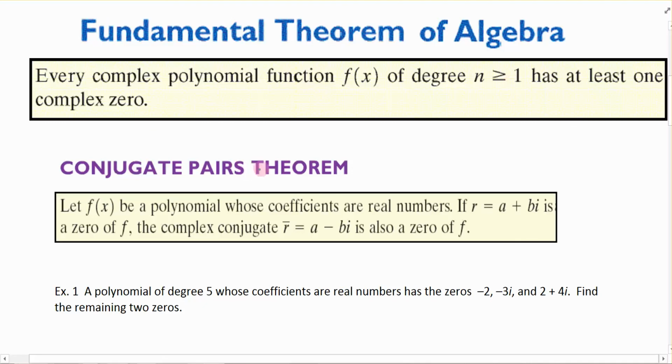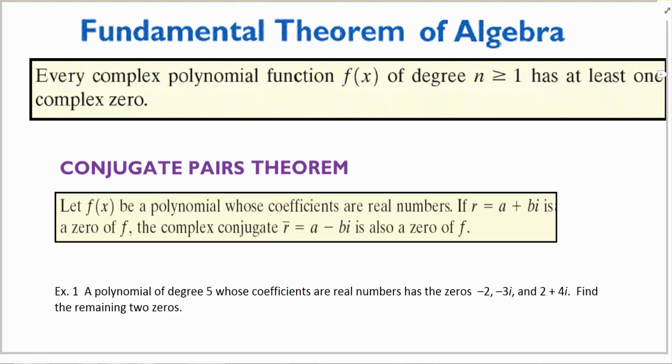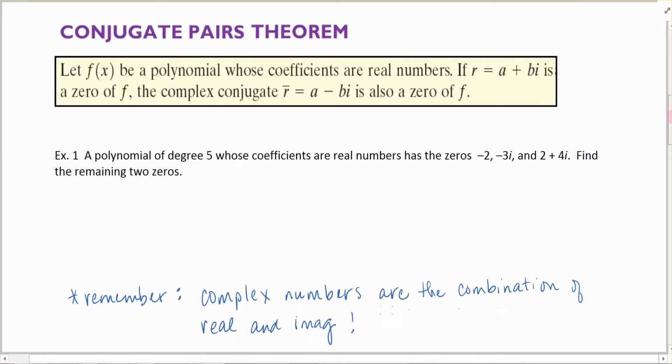When we look at our roots, however, we want to understand this idea about conjugate pairs. So if I have some complex number, a plus bi, as a root, then I will also have its conjugate, a minus bi, as its root as well. So basically, if I have any imaginary or complex roots, I will also have their conjugate as a root as well. So let's look at an example showing that right here.